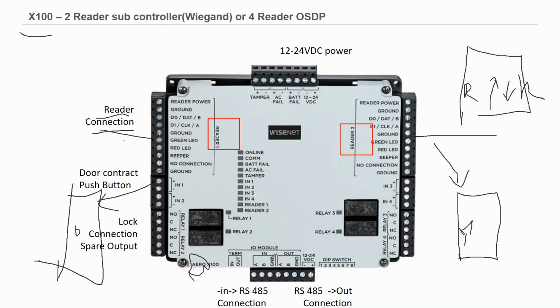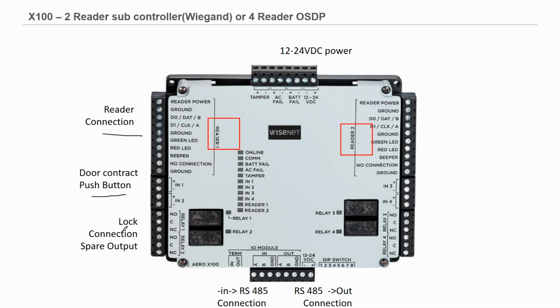Now there is no Ethernet port because this is a subcontroller. Only RS485 is here: incoming and then outgoing to the next board. So it comes in, goes out, then goes into the next board, comes out, and so on. It just keeps on going, up to 32. Whatever is needed for a door is available: a reader connection, a door contact, a push button, and the first relay you can use for the lock.